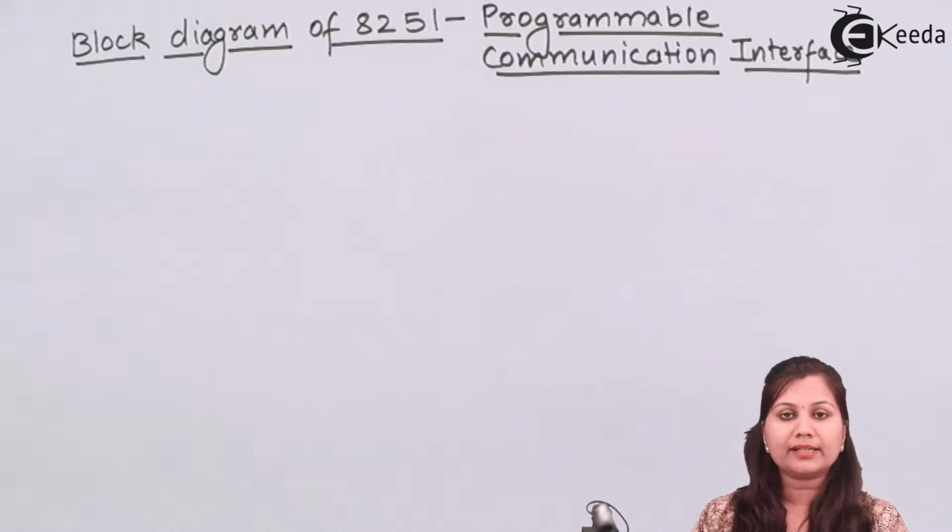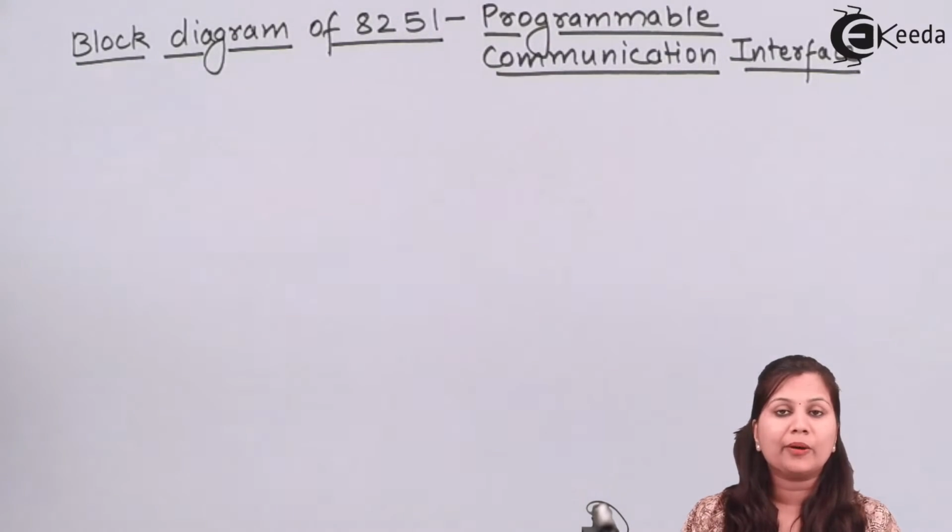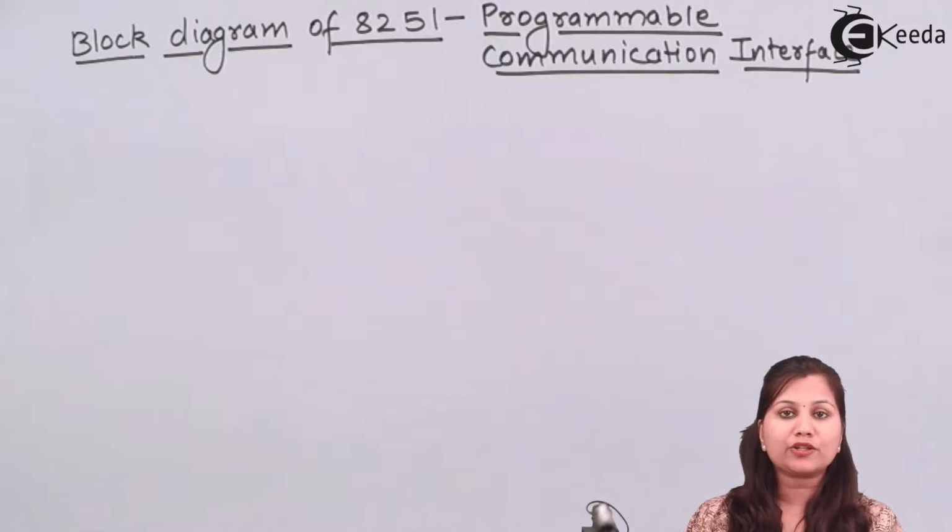The 8251 is known as the Programmable Communication Interface because it is acting as an interface between the microprocessors and the peripheral devices. When the microprocessor is communicating with the peripheral devices, it has to convert the data because it is dealing with the parallel form of data. So it has to convert that parallel data into serial data for the transmission. Now this serial data is received by the peripheral devices. Peripheral devices also deal with parallel data, so there the serial data is converted into parallel data.